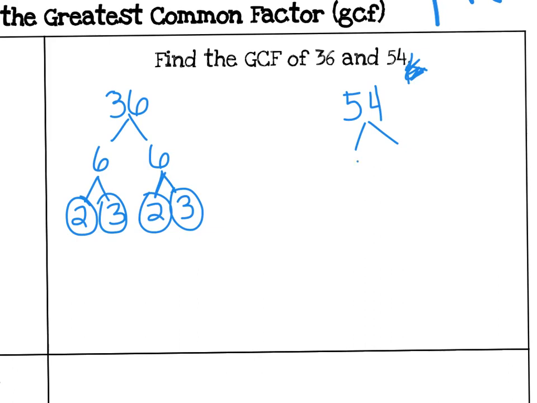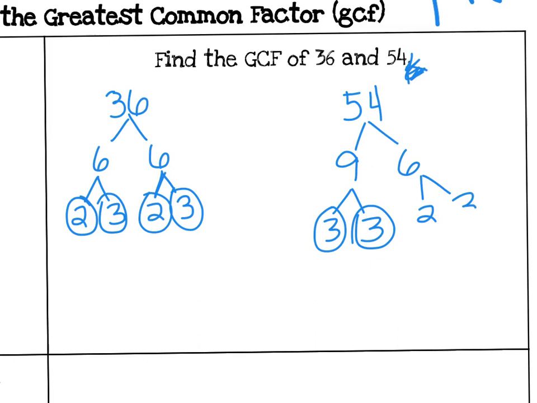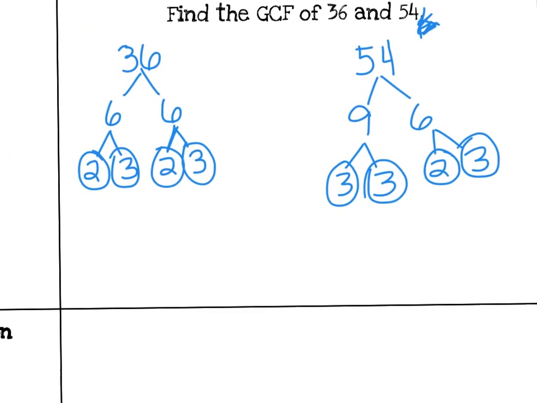So I'm going to say 9 times 6. Neither are prime, so I'm going to break this down into 3 times 3. 3 is a prime number, so I'll circle it. 6 can be 2 times 3, so I'll circle those because they're prime. Okay, if I'm going too fast, pause the video, catch up, and then hit play again.